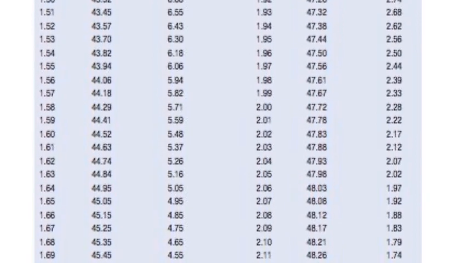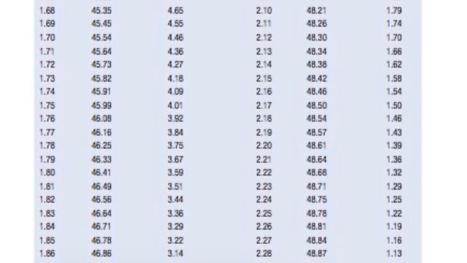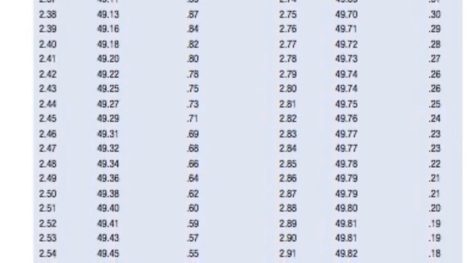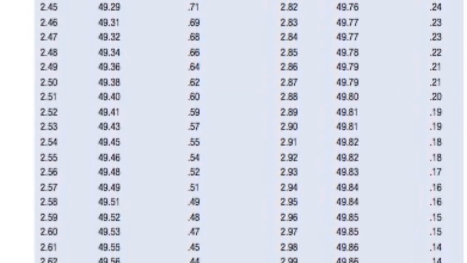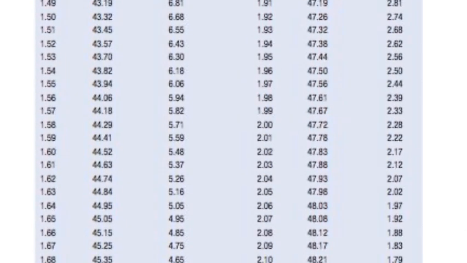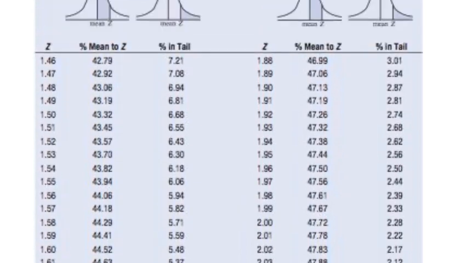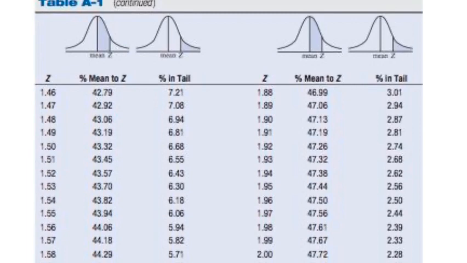Okay, let's see. We're looking for 2.5% of data in the tail. Keep on scrolling until we find it. Oh, I've gone too far. See the z table? It just takes some patience. It just takes a little bit of getting used to. But what I'm looking at right now is the percentage in tail column on the very far right.